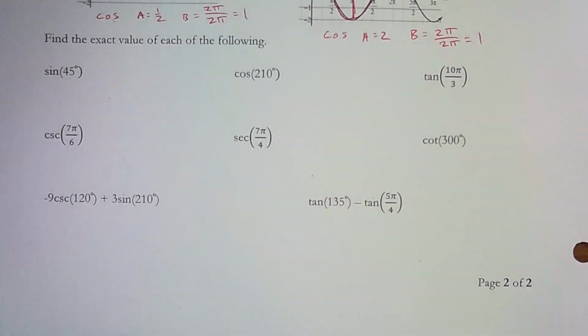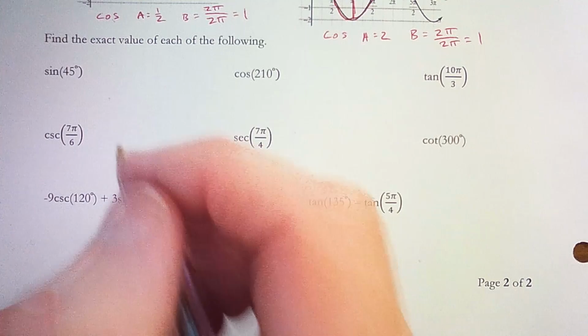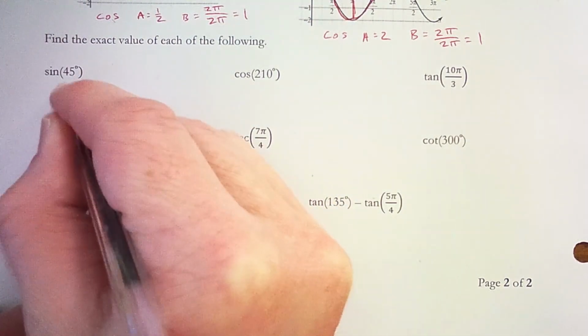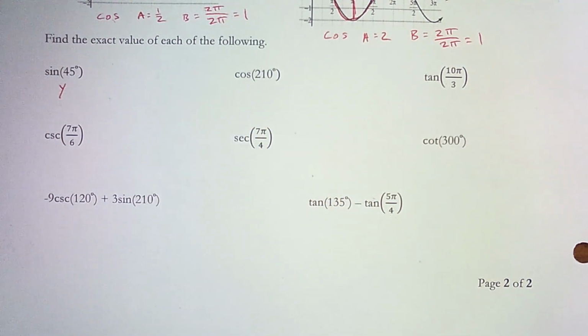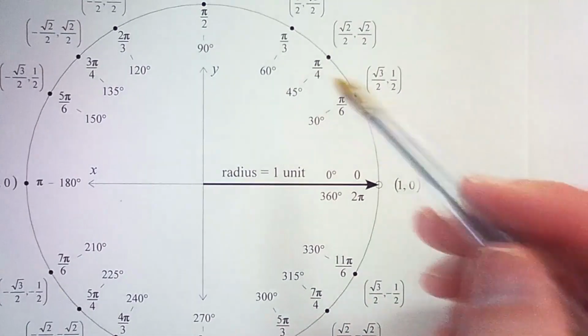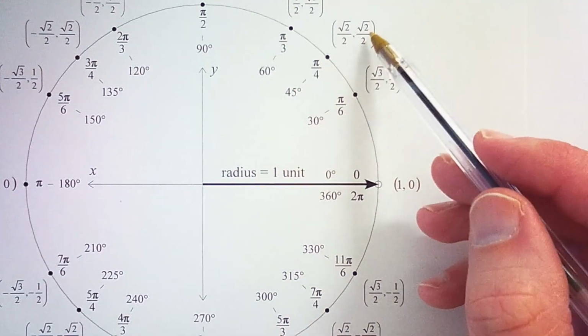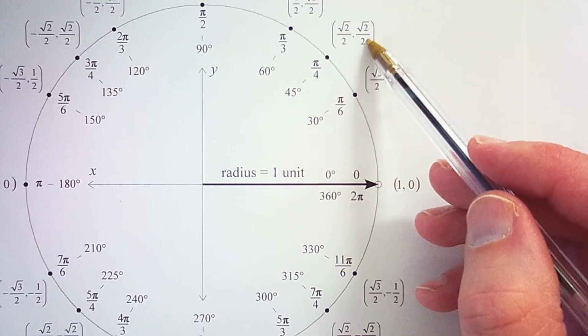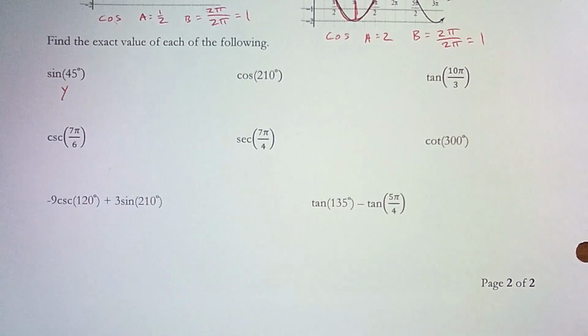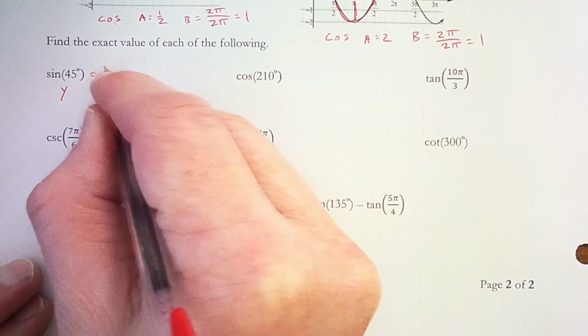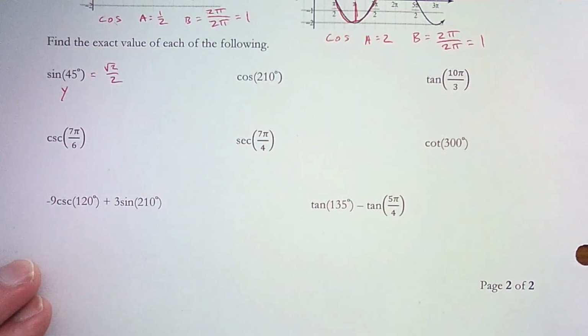Welcome back. In this video, we will finish up our review with exact trig values using the unit circle. So we're starting with sine 45 degrees. What we need to know is that sine means the y value at 45 degrees. So on our unit circle, we go to 45 degrees and we find that the y value is root 2 over 2. So that is our answer, square root of 2 over 2.